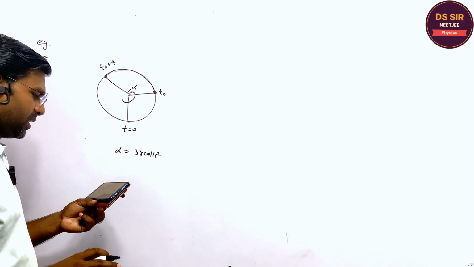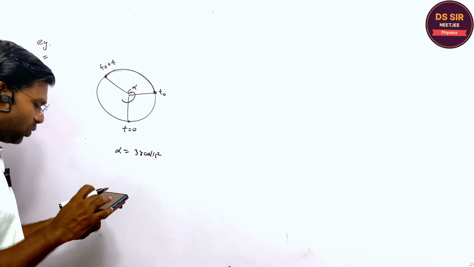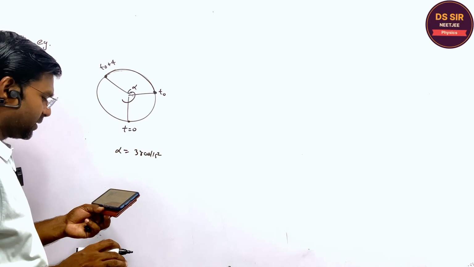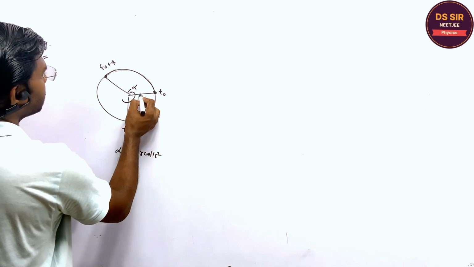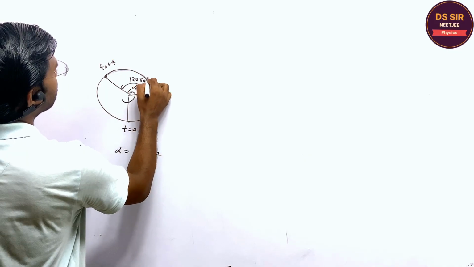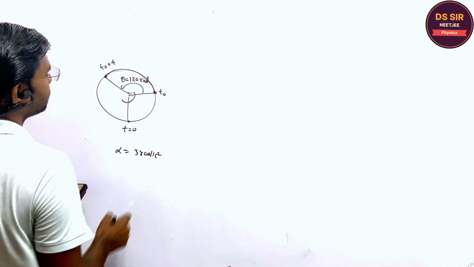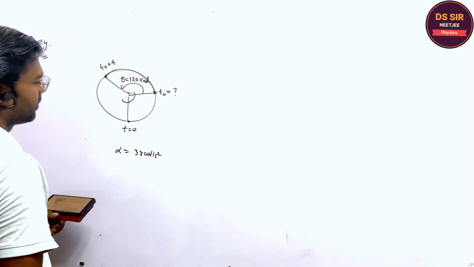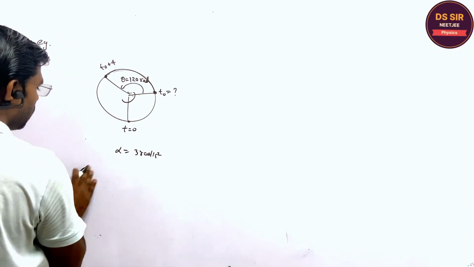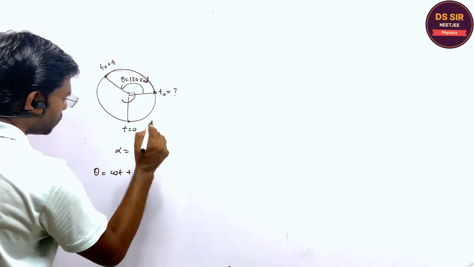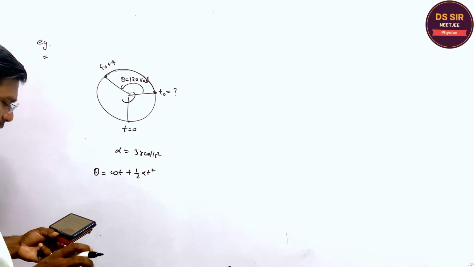That is the thing. The particle covers 120 radian angular displacement. Do you understand or not? Theta is given, right? Are you getting or not? So they are asking for this time interval, right? So I will apply theta is equal to omega t plus half alpha t square. Do you understand or not?